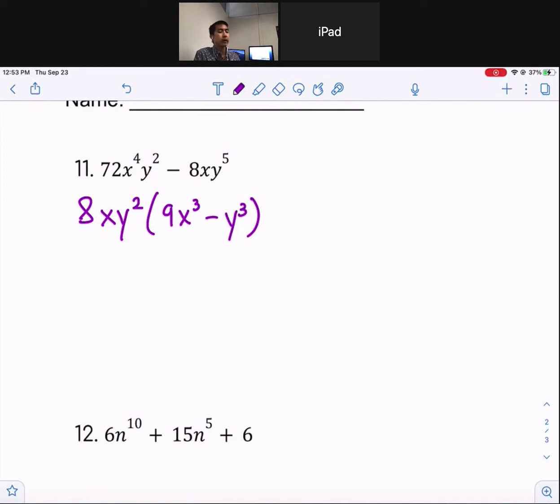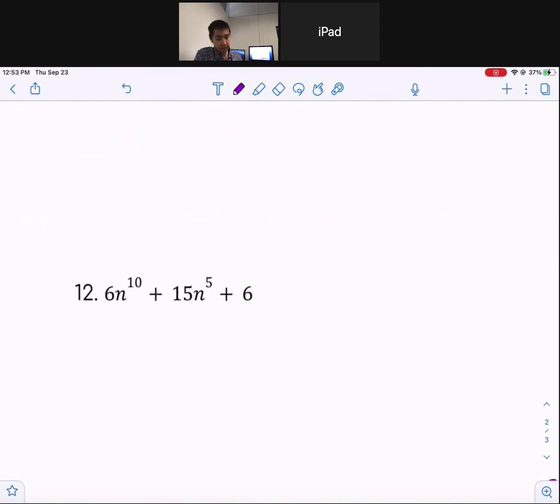And this is it, because if some of you think that this is a sum and difference of cubes, there is no number times itself 3 times that is 9. 1 times 1 times 1 is 1. 2 times 2 times 2 is 8. 3 times 3 times 3 is 27. There is no such number. So as a result, that is as much as you guys can factor out.